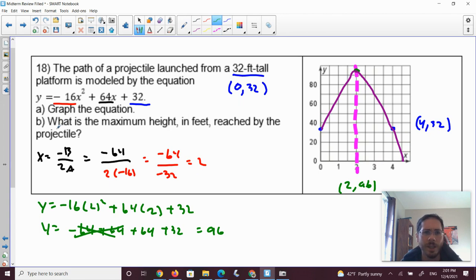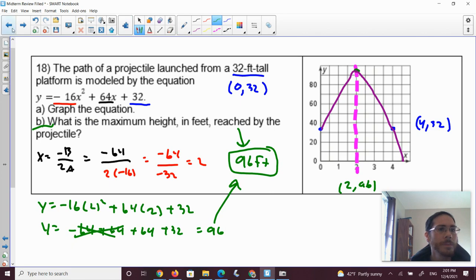For part B, we've actually answered already. The maximum height we can see is the top of the path. It's going to be at 96 feet. We already got that. So that's our answer for part B. So, and that's the end of number 18. All right.